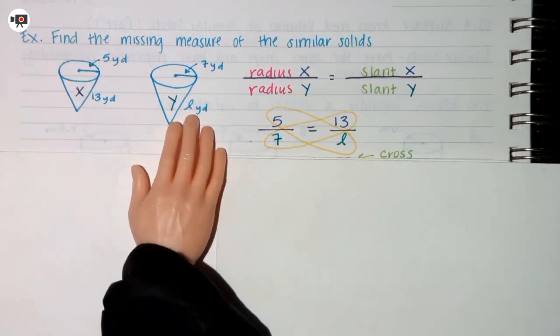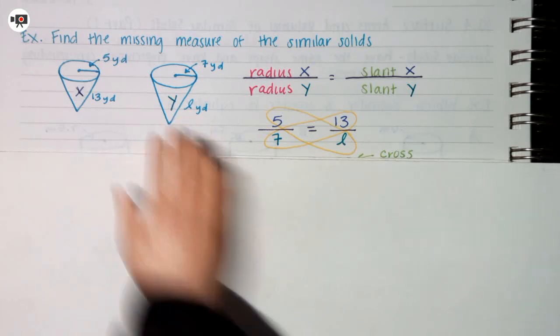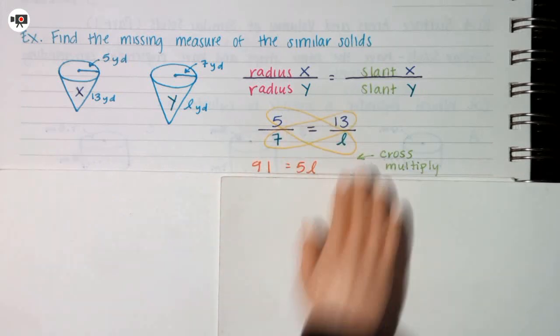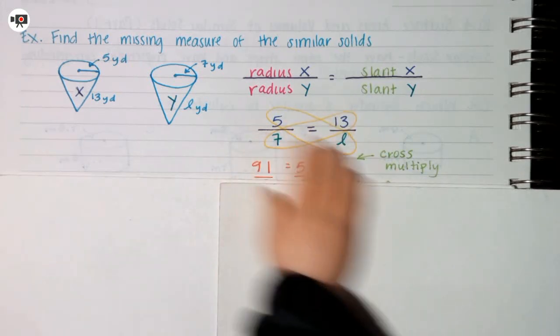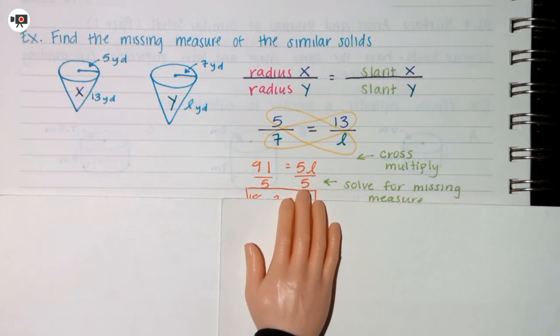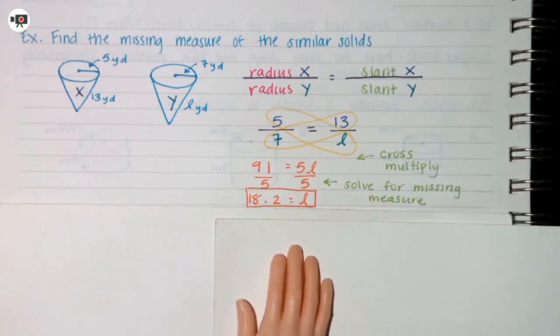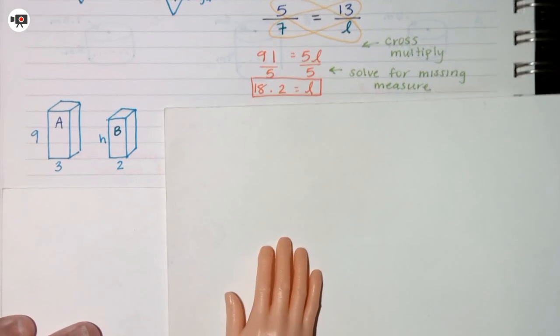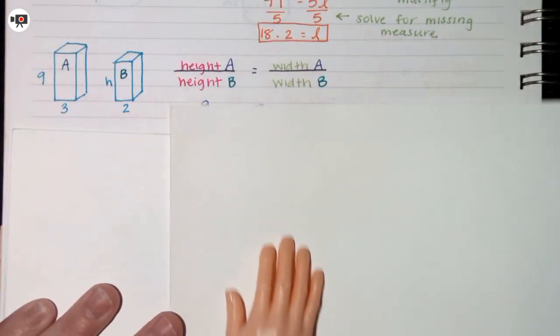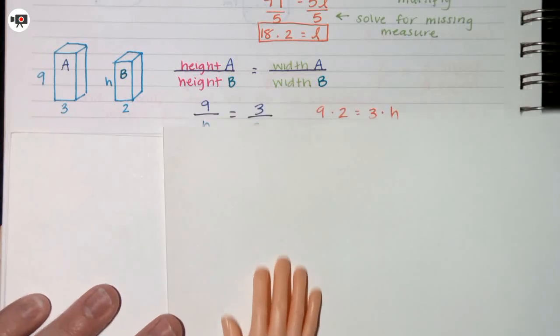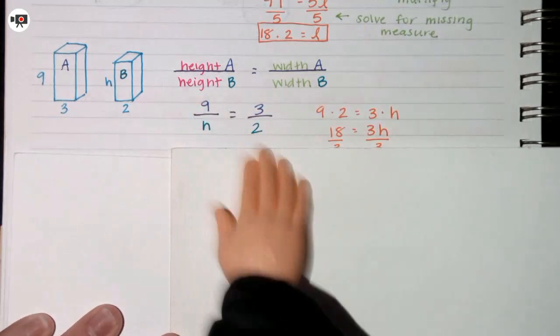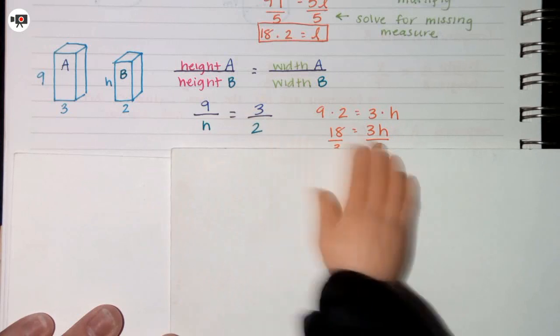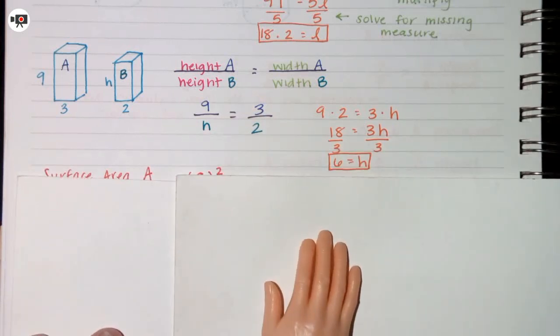That is a cursive L, which we use instead of a regular printed L, because a regular L looks like a 1. So we're going to cross multiply to get 7 times 13 is 91, 5 times L is 5L. Divide each side by 5 to solve for L, and 18.2 is the missing measure. And we have our two rectangular prisms here, A and B, and this one's also set up height over height, width over width. Plugging in those numbers, cross multiply, 9 times 2 is 18, 3 times h is 3h, divide each side by 3, and the height is 6.